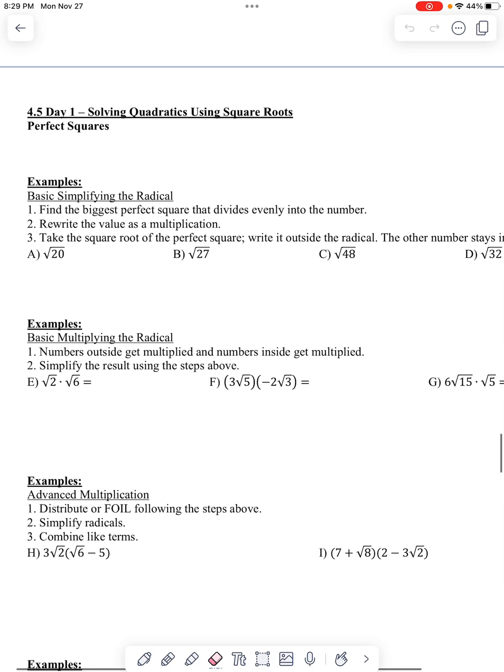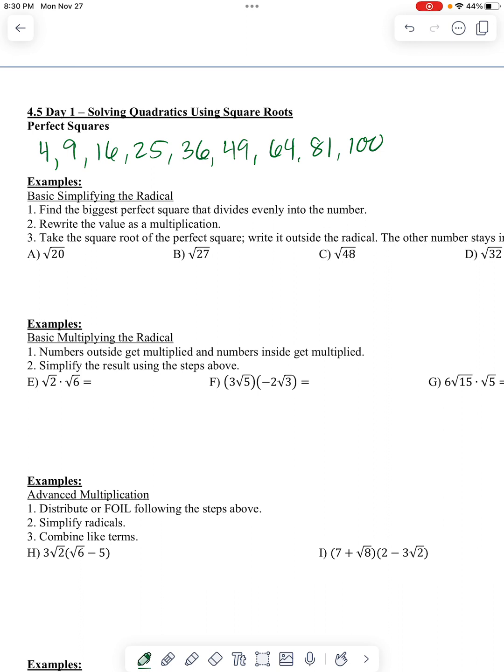First of all, you need to know what your perfect squares are. So 4 is 2 squared, 9 is 3 squared, 4 squared gives you 16, 5 squared, and so on. So let's know these. And I'm on 7 times 7, 8 times 8, 9 times 9, and 10 times 10. That's probably good enough for now.